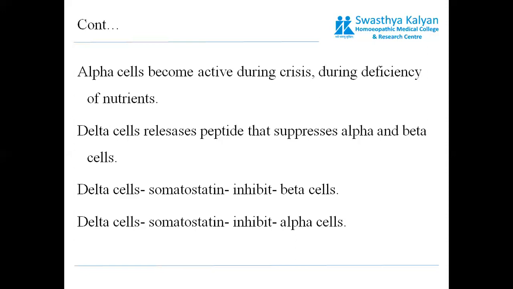It is the alpha cells, alpha males, macho males, who will help the patient. What will they do? Glucose has gone down, so they will release glucagon. When the condition of crisis comes, when there is a deficiency of nutrients, alpha cells will release glucagon, right? So alpha cells are helping the patient. Okay, now what does glucagon do?